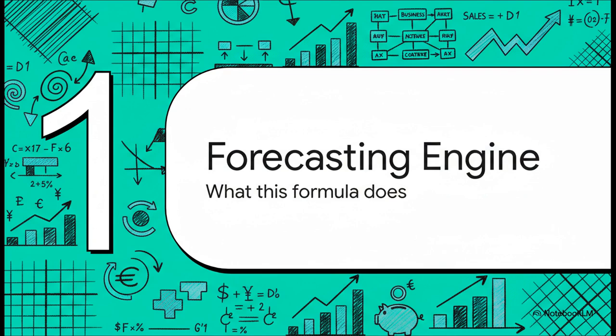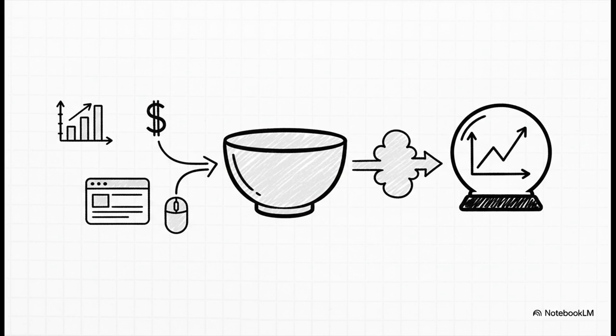Before we get lost in the weeds of the math, it's so important that we understand the big picture first. What is this thing actually doing for a company? What's its purpose? Let's use an analogy here. Think of it like a recipe. All of your historical data, your past sales, how much you spent on marketing, website visits, maybe even seasonal promotions, all of that stuff, those are your ingredients.